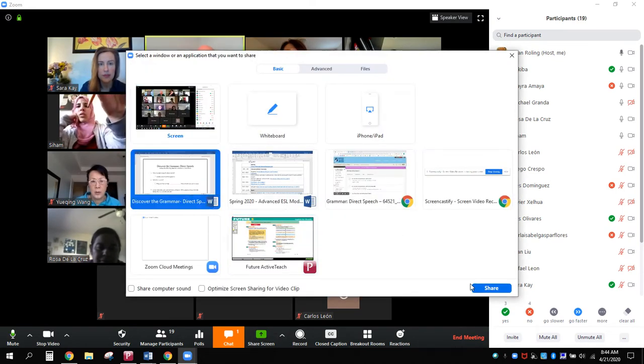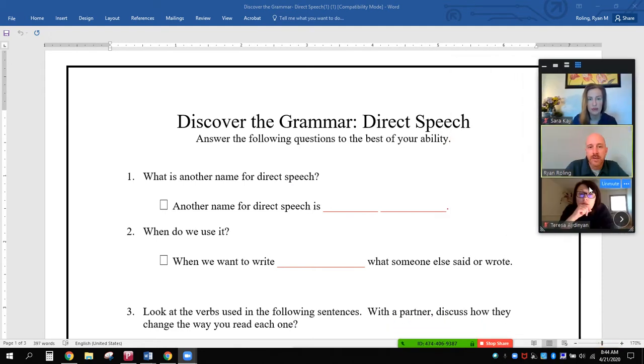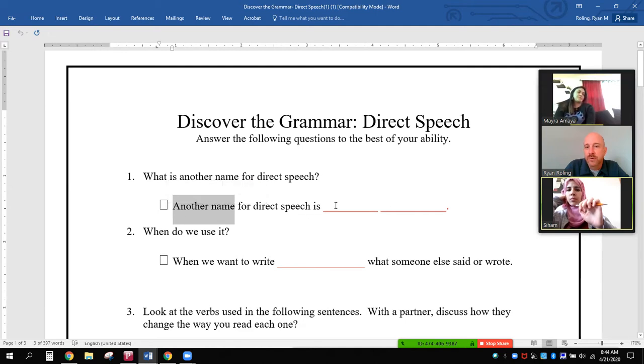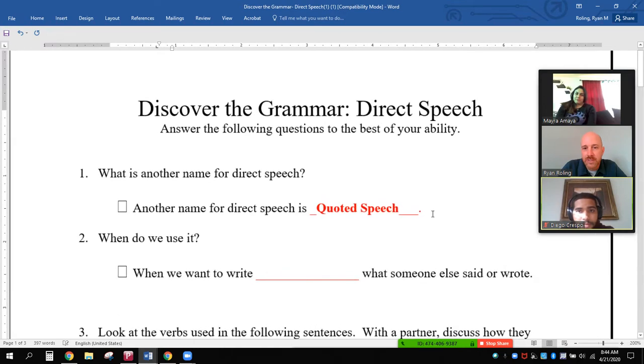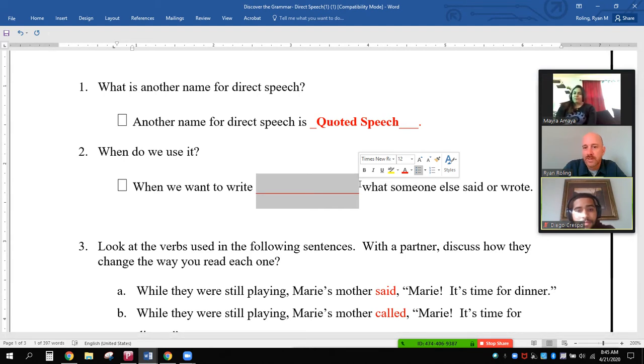Okay. So most commonly, when we want to talk about in writing how we show someone is speaking, we call it direct speech. But there's another name. Does anyone who's studied this before know what the other name is? Very good. Yeah. So if you want to Google it, you can look up quoted speech. And that's the other name for direct speech. And then I mentioned why we use it. When in writing do we use direct speech? When we want to write what? Anyone have a guess here?